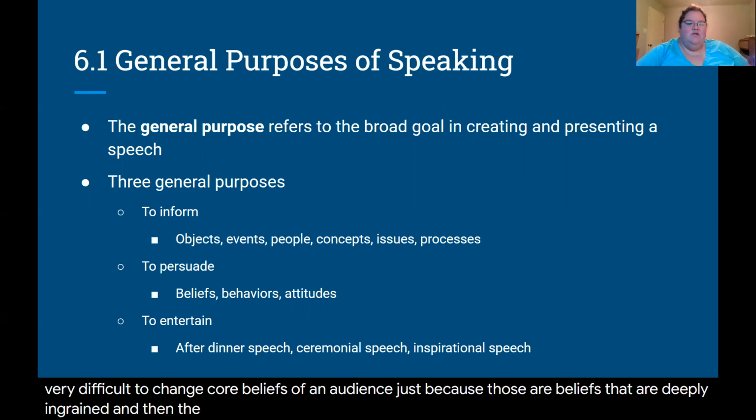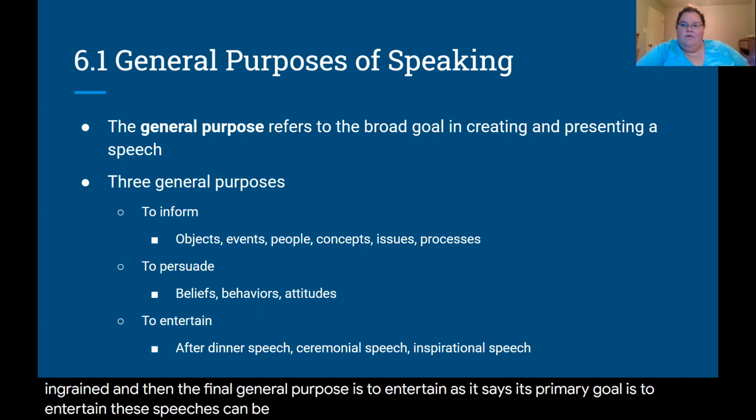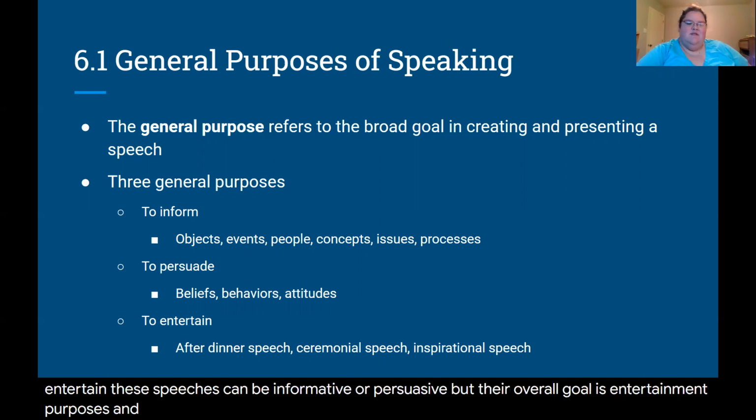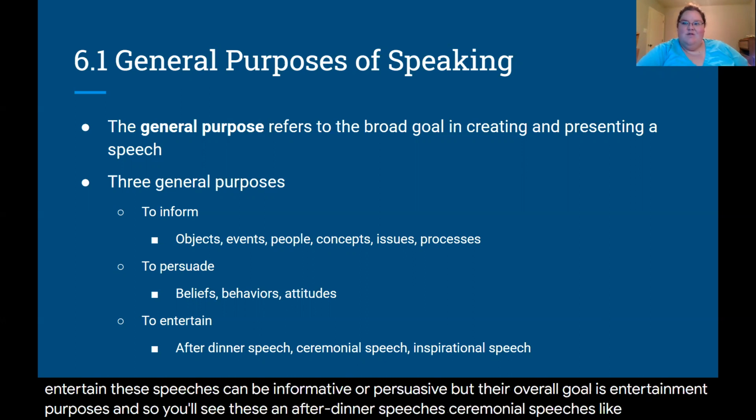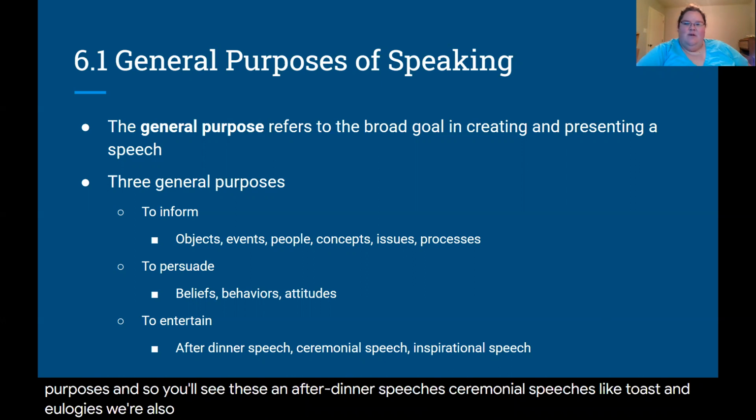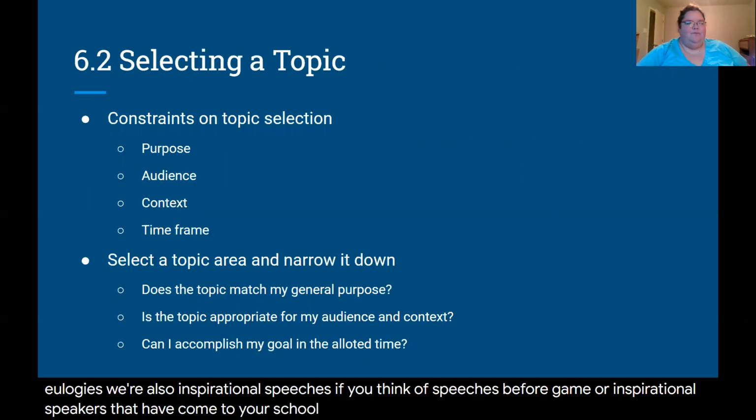And then the final general purpose is to entertain. As it says, its primary goal is to entertain. These speeches can be informative or persuasive, but their overall goal is entertainment. You'll see these in after dinner speeches, ceremonial speeches like toasts and eulogies, or also inspirational speeches, if you think of speeches before a game or inspirational speakers that have come to your school.